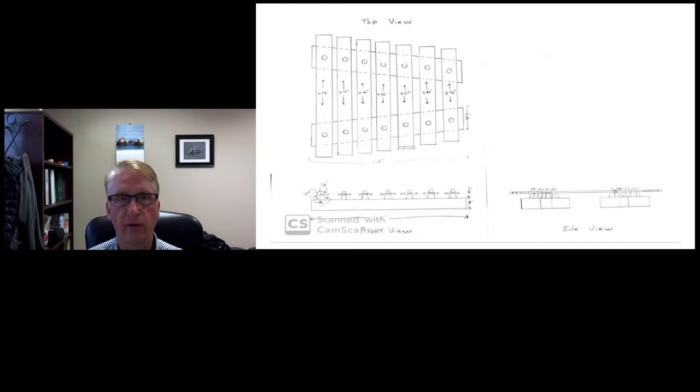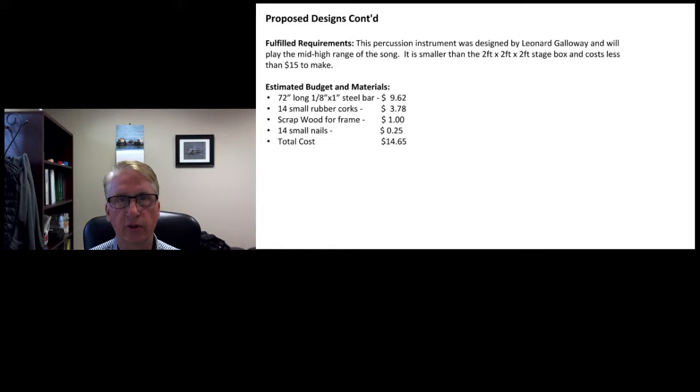To construct the xylophone, I will cut the bars into the required lengths, drill holes in each end of the steel bars, and slide them onto small rubber stoppers nailed onto a wooden frame. The xylophone dimensions are approximately 12 inches long, 3 inches high, and 12 inches wide. The total cost of this project is $14.65. That concludes my portion of this presentation.